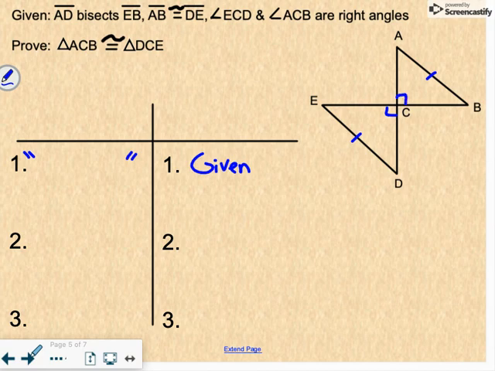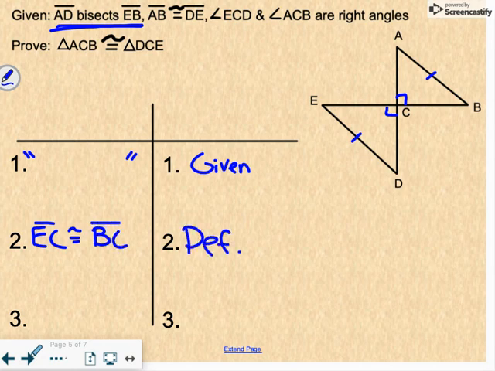So now what we want to focus on is this information right here. Right? If it tells us that AD is bisecting AB, well, that means that EC is going to be congruent to BC because that's the definition of bisecting, or of a bisector. So right now what that looks like in our picture, this in green so we can tell, right? It's saying that these two segments are congruent, right? We bisected that segment.